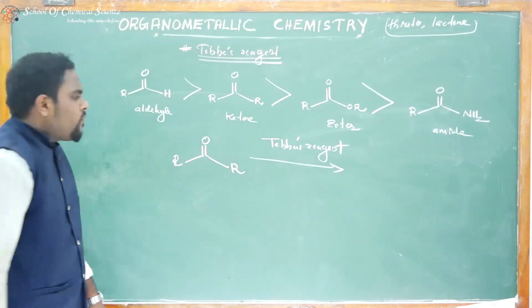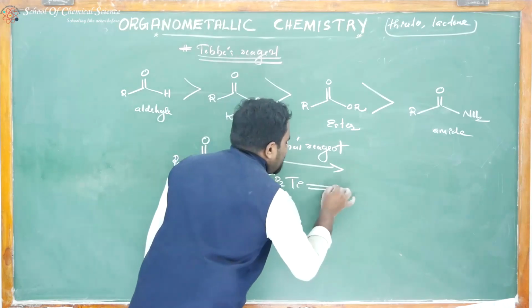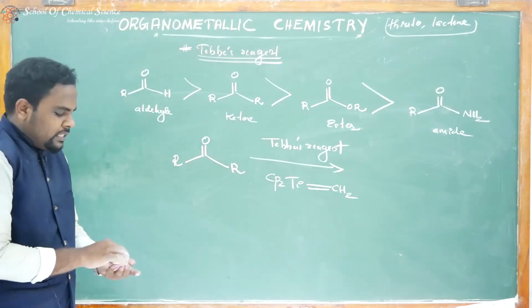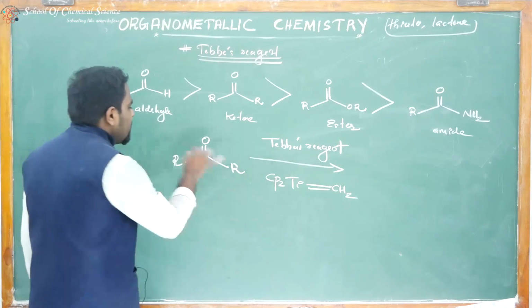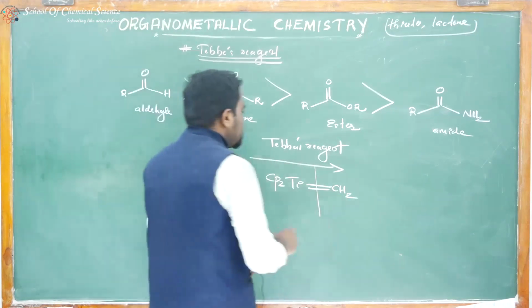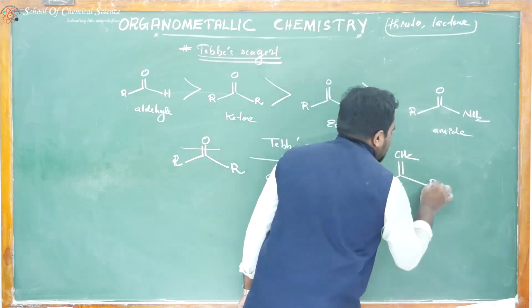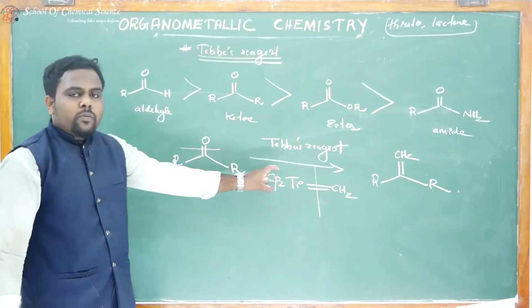What is the active form of Tebbe's reagent? Cp2Ti=CH2. How can we write the product? The reaction is similar to the Wittig reaction. Cut, then this CH2 is pasted here. So R-C(=CH2)-R will be your product. So this is the active form of Tebbe's reagent.